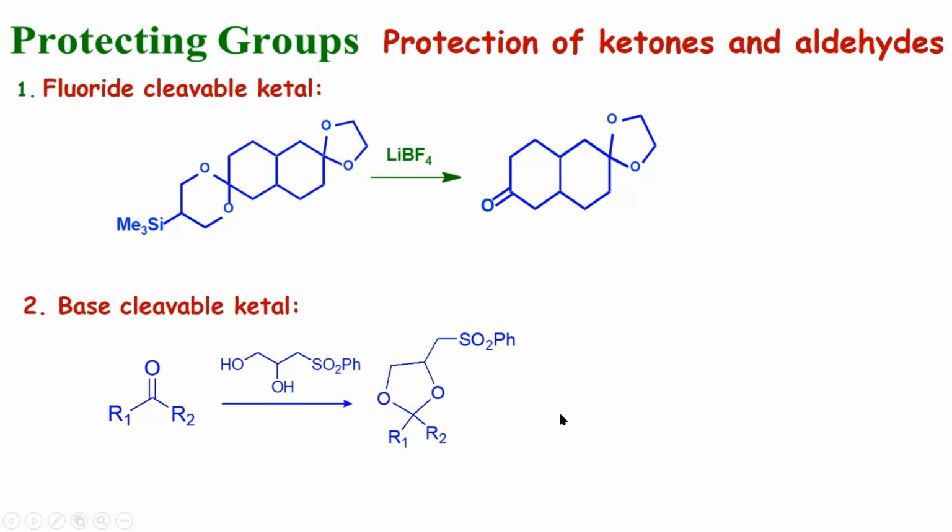This type of dioxolanes are formed, and for this type of dioxolanes where it has a CH2SO2Ph attached to the dioxolane, I use DBU and DCM to cleave.